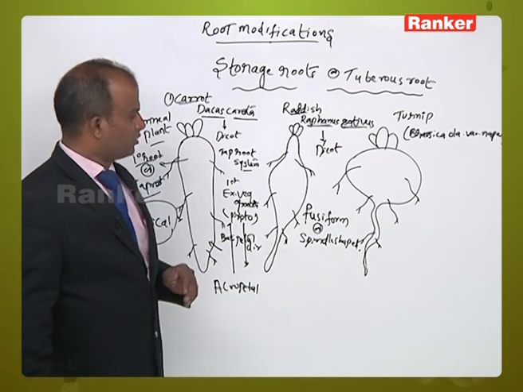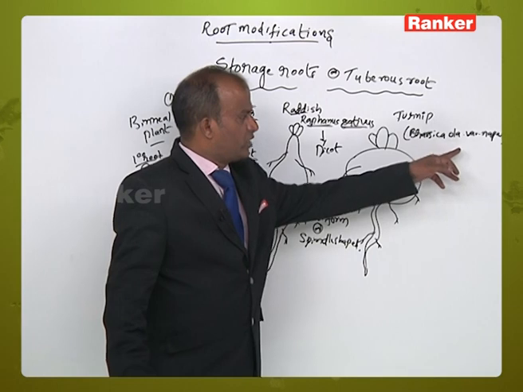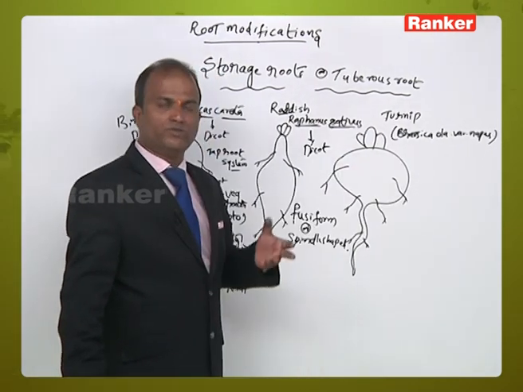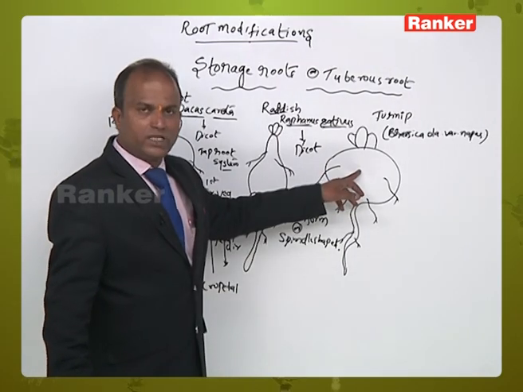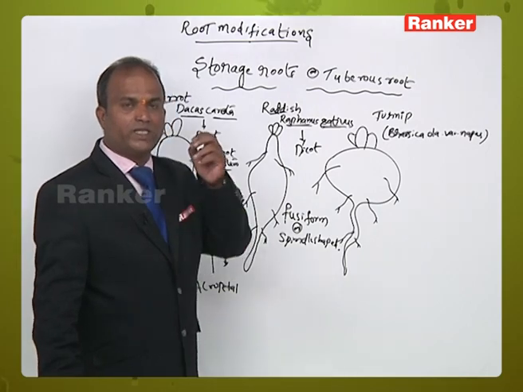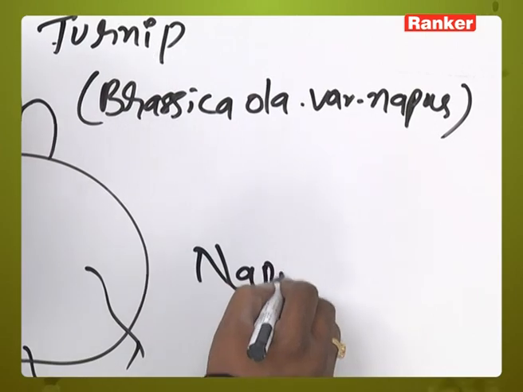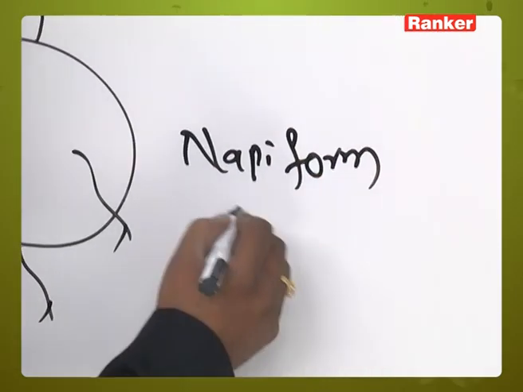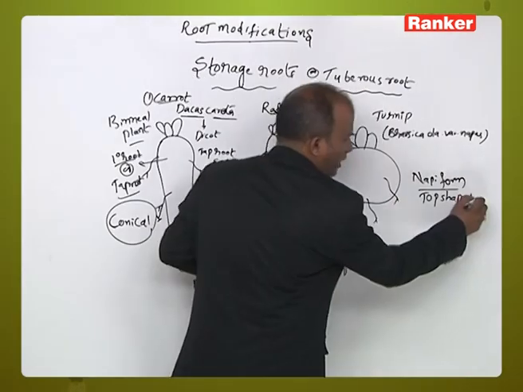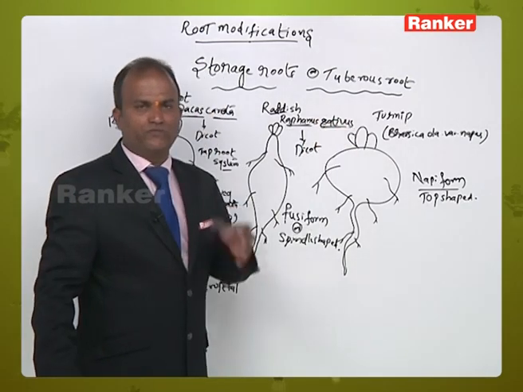Next goes to turnip. What is its scientific name? Brassica oleracea variety napus. It also belongs to dicot, because it shows a taproot system. What happens due to the storage of food materials? It attains a napiform shape, or top shape. Napiform shaped are also called top shaped. In this also, is the taproot system completely storing food materials?